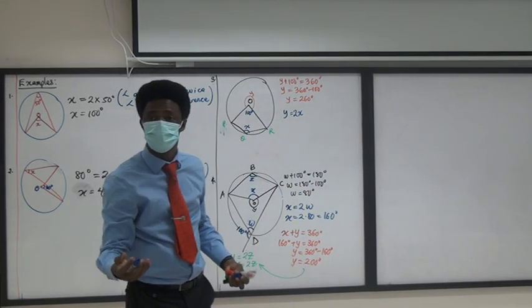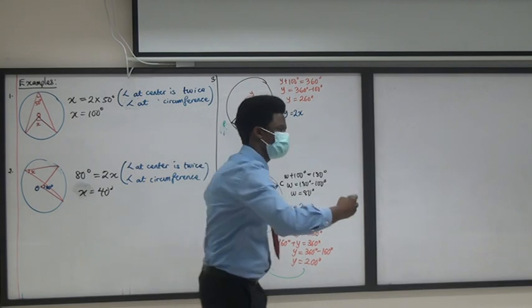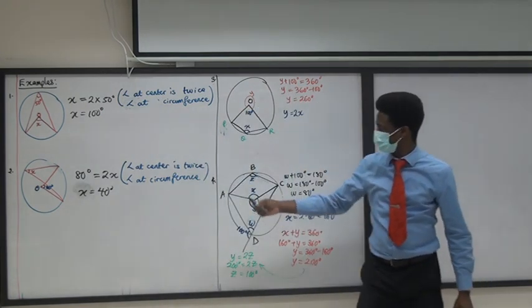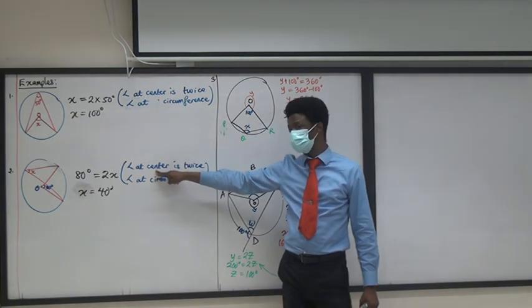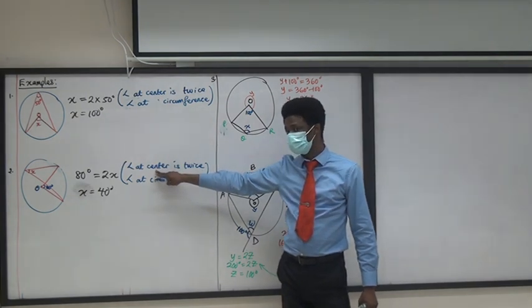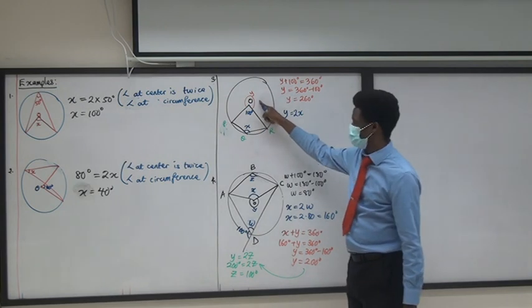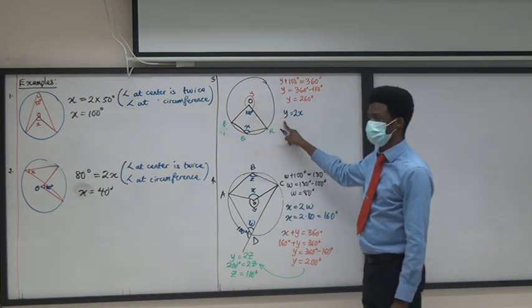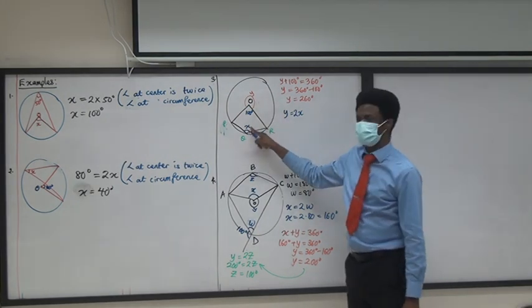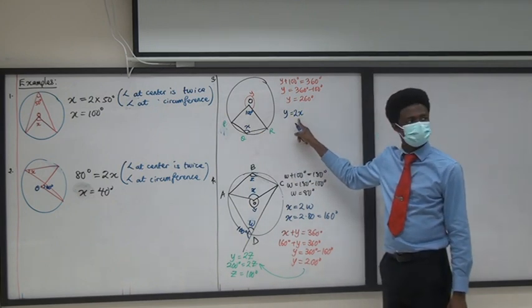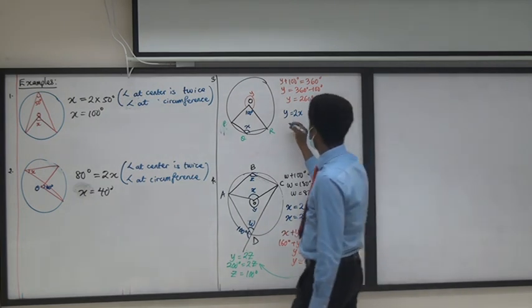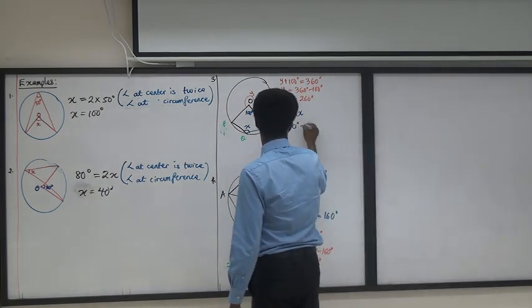Y is the center of the circle. The statement says angle at the center. And that's the first one you write, not because it's the unknown. Angle at the center, twice angle on the circumference. That's why we have this, not because y is unknown. Alright? So, y is now 260 equals 2x.